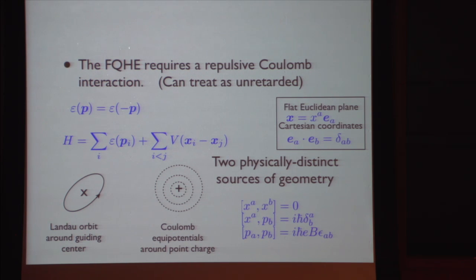Essentially, a metric is really the definition of a circle. Okay? And so there's two kinds of circles in this problem. One is the circle defined by the Landau orbit around its guiding center. And the other source of geometry is the shape of the Coulombic potentials around a point charge.